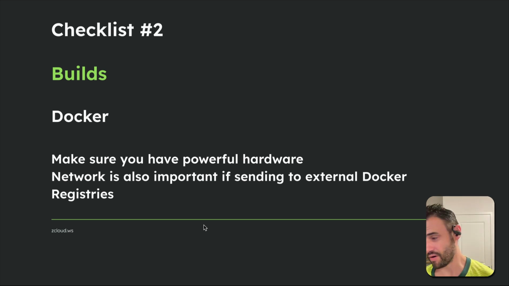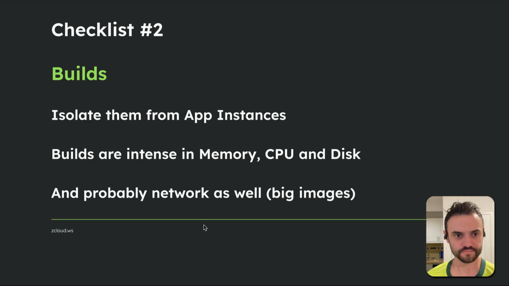So make sure you have powerful hardware. There are some technologies that are very tough on the usage of resources when you build the code. Also, network is important. For example, we send the images to a Docker registry that's not running inside our cluster. So you need to have enough network to download the layers and also to upload the layers in the end. And I almost dropped my Mac, sorry.